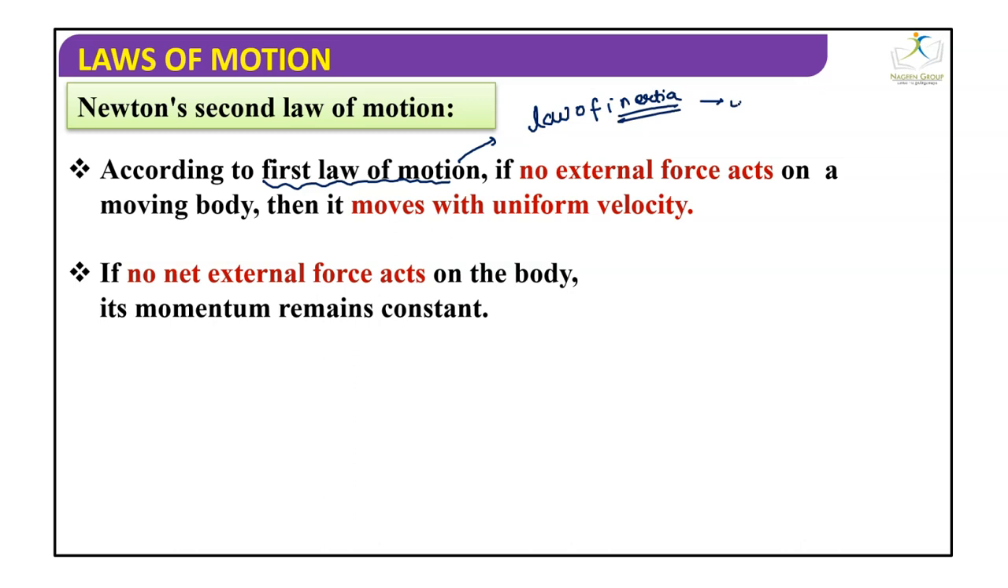That means if any object is at rest, it remains at rest. If it is moving in a straight line, it remains moving in a straight line unless compelled by any external force or source.